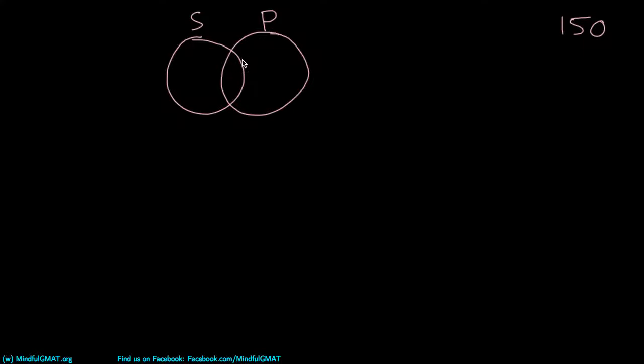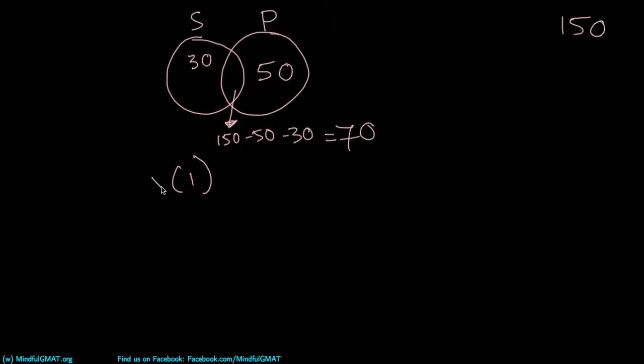And you know that 50 of the students do not study Spanish, so you can write 50 there. Your first piece of information tells you that 30 do not study physics. So 30 can be written here. Since the total must be 150, you know that this must be 150 minus 50 minus 30, which gives you 70. So the first piece of information is sufficient to answer your question.